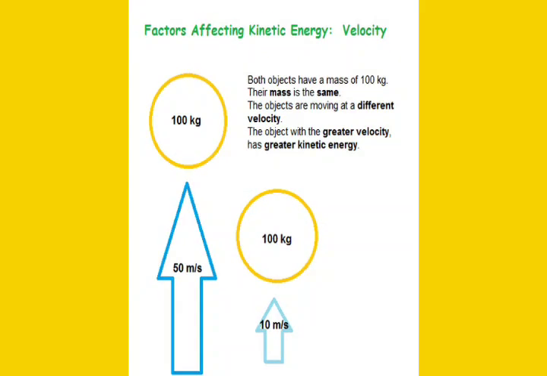Another factor on which the kinetic energy depends is the speed of the body. The more the speed of the body, the more is its kinetic energy. Clear? You can see on the screen, both objects have the same mass but different velocity. So the body with the greater velocity has greater kinetic energy. Clear? So these are the two factors on which the kinetic energy of a body depends.